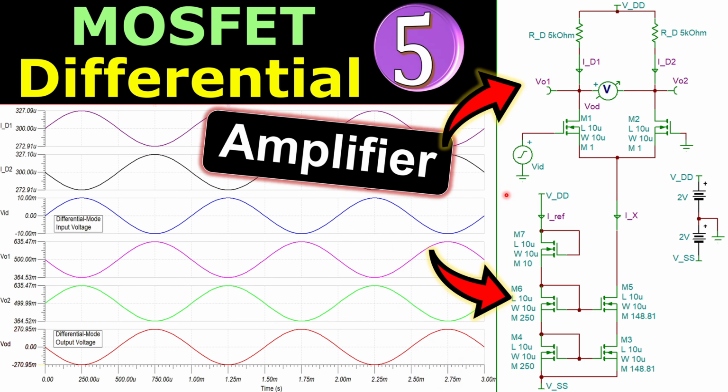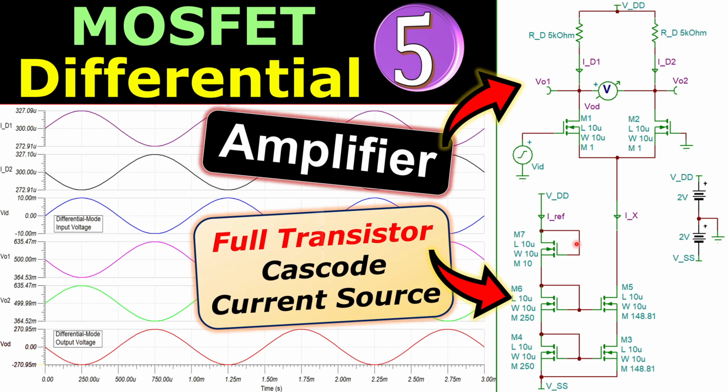This is our example number 5. In this example we will discuss a more advanced current source to feed our differential pair here. We will see that we have a Cascode current source, but now we have a full transistor configuration of it. This MOSFET M7 here is the extra MOSFET we will add to create this current source. Instead of a resistor here, we will see that we have a MOSFET here. And also we have again our RD here to create that load.